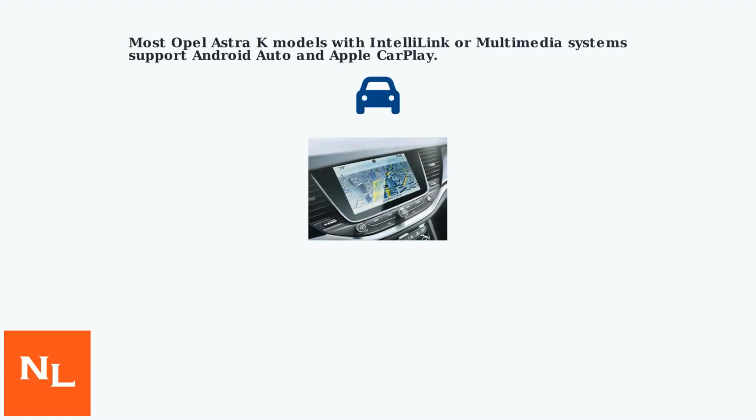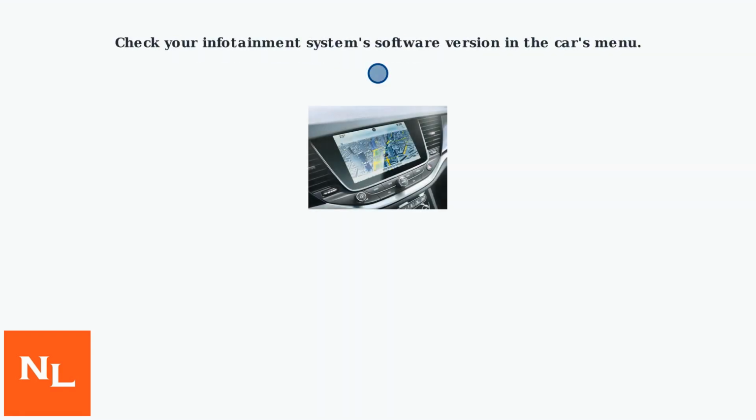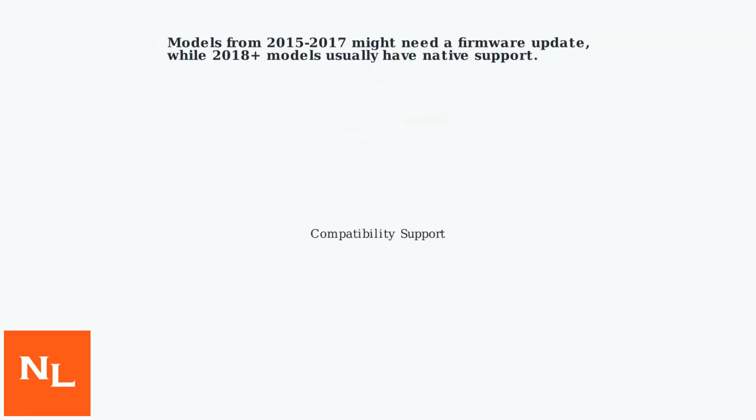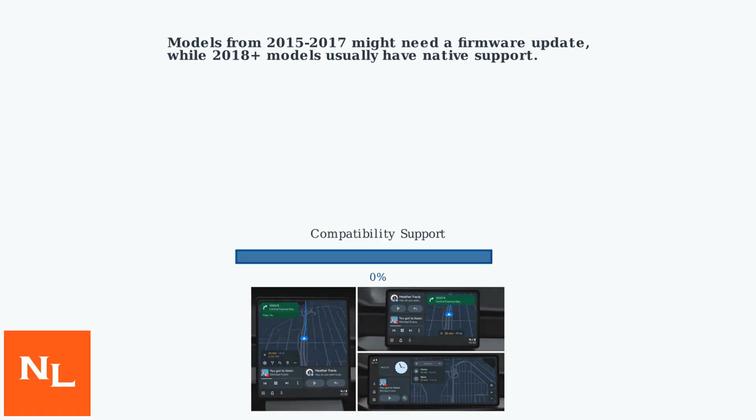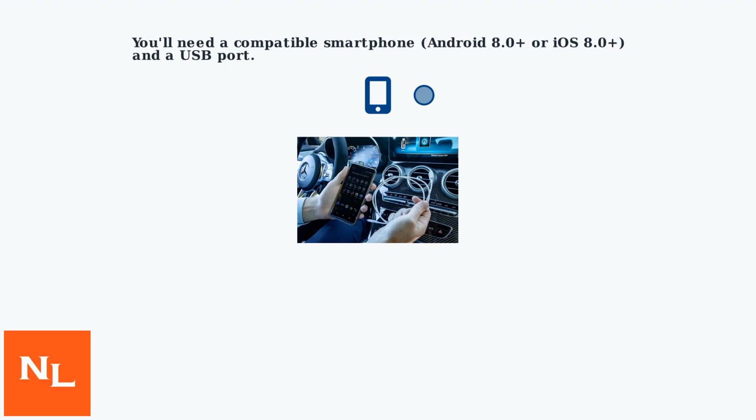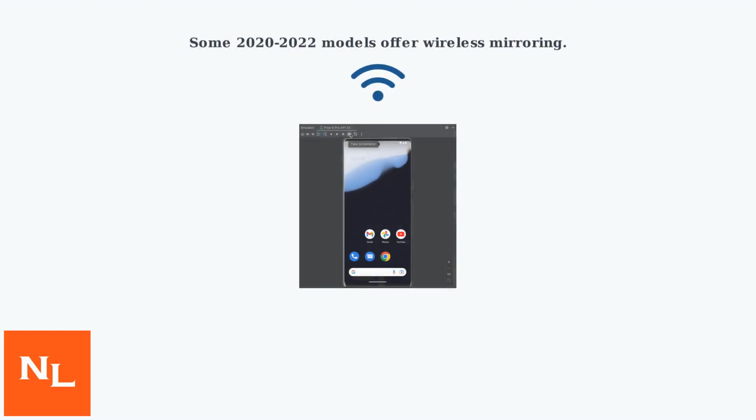Most Opel Astra K models with IntelliLink or multimedia systems support Android Auto and Apple CarPlay. Check your infotainment system software version in the car's menu. Models from 2015-2017 might need a firmware update, while 2018 Plus models usually have native support. You'll need a compatible smartphone, Android 8.0 Plus or iOS 8.0 Plus, and a USB port. Some 2020 to 2022 models offer wireless mirroring. Ensure your phone has a data plan for real-time features.